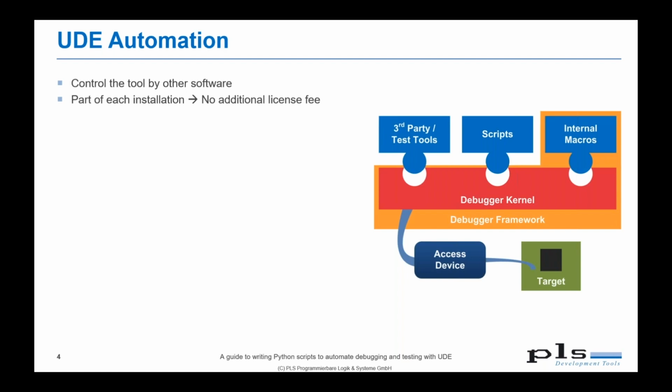The purpose why we do scripting in UDE is that we want to support automated debugging and testing. And that's the reason why we call this UDE automation. So it is typically the workflow that you control the debugger from outside by another software, or also from inside by another software, for automating something or repeat everyday tasks.